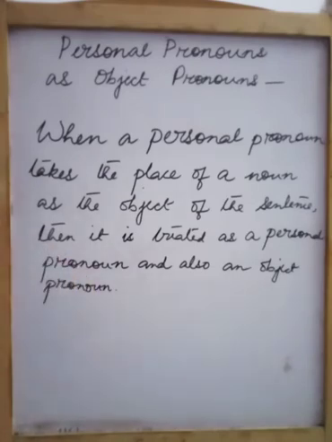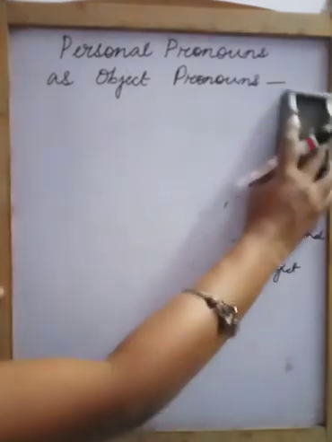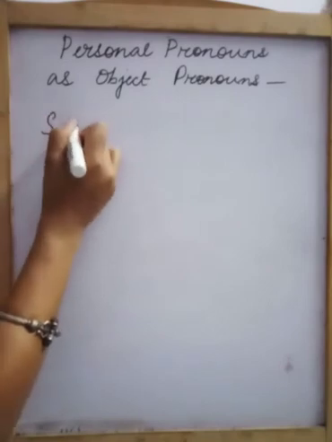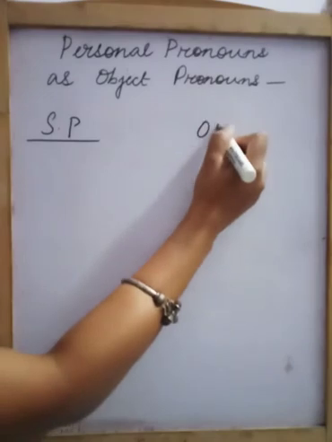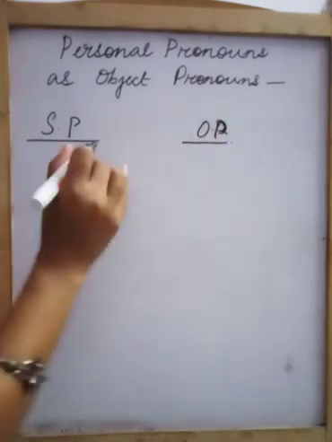Now I will give you the seven basic pronouns that take on different forms, and how they become object pronouns from subject pronouns. First we'll write the subject pronouns, then we will show the forms of the object pronouns. Here I am writing SP, subject pronoun, and here I am writing OP, object pronoun. Fine, it will be clear then.